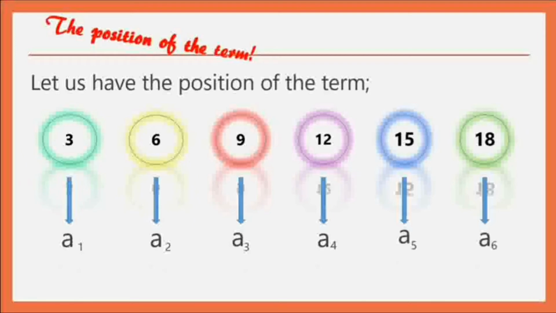So you have it. Our 3 is A sub 1, 6 is A sub 2, 9 is A sub 3, 12 is A sub 4, 15 is A sub 5, and then 18 is A sub 6. So A sub 1 is the first term. A sub 2 is the second term. A sub 3 is the third term. A sub 4 is the fourth term. A sub 5 is the fifth term. And then A sub 6 is the sixth term.